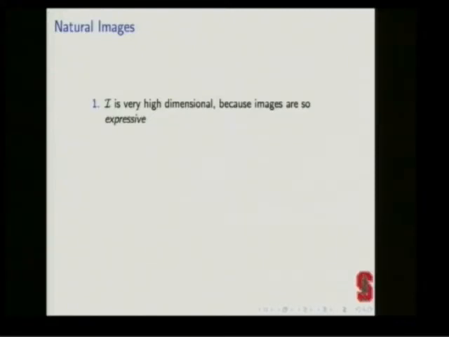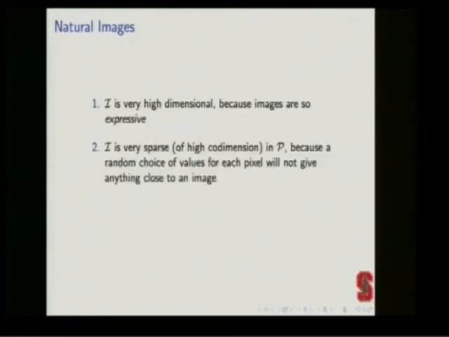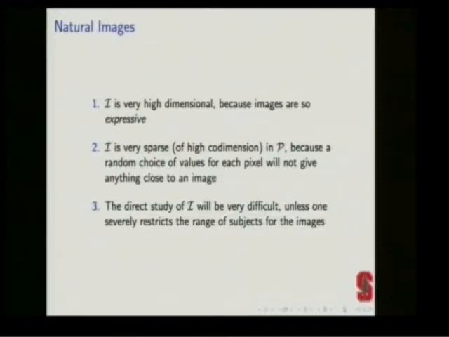That would be an interesting answer, but it's not very likely that occurs. I is very high dimensional, so that's certainly true. I is also very sparse in P, because actually it's very hard. There are a lot of conditions, as you can tell. If you start to draw an image at random, simply assigning grayscale values arbitrarily to the entries, you'll never get anything that looks like an image. So the result of this thought experiment was sort of negative, in a sense, that the direct study of I will be very difficult. We don't really expect to be able to understand I directly.